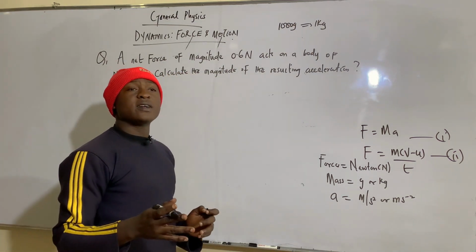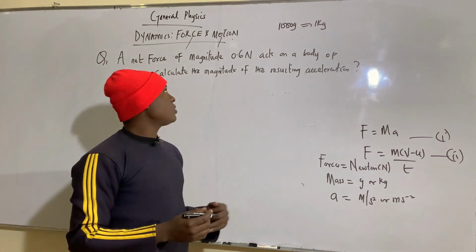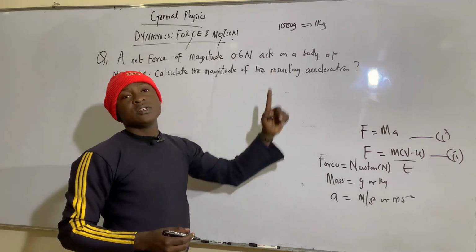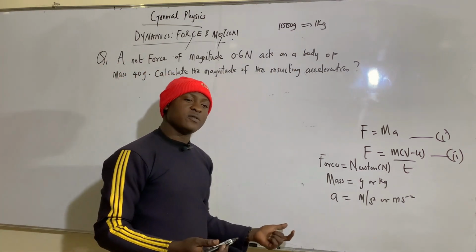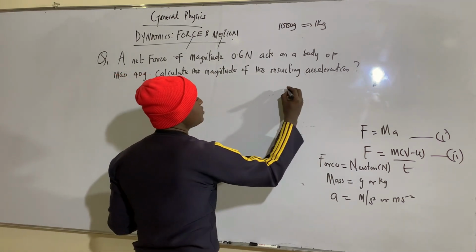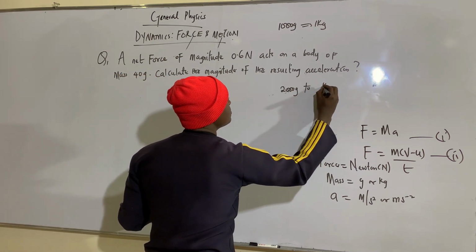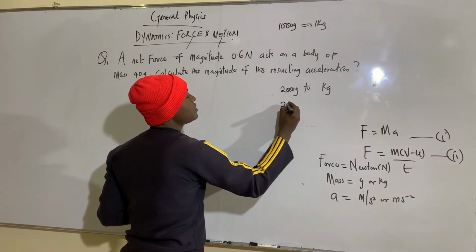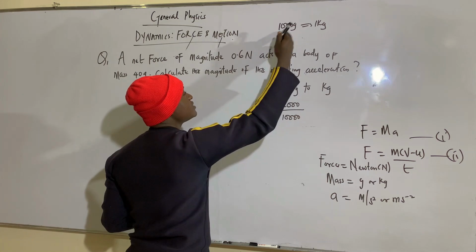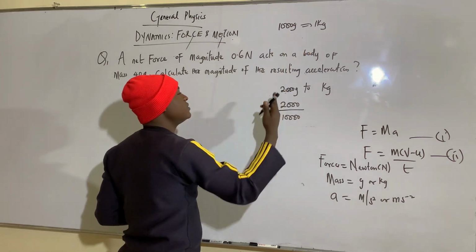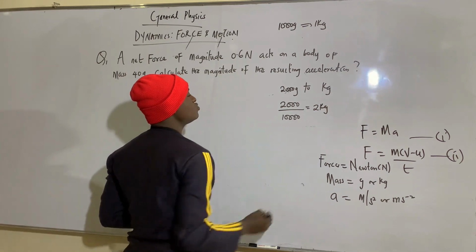Meaning, if I want to convert gram to kilogram, I will just take the value and divide it by 1,000, because I know that 1,000 gram is equivalent to 1 kilogram. For example, let's say we are given 2,000 gram, and I want to convert it to kilogram. I'll just take the value 2,000 gram, then divide by 1,000. So 2,000 divided by 1,000, of course, we are going to have 2 kilograms.